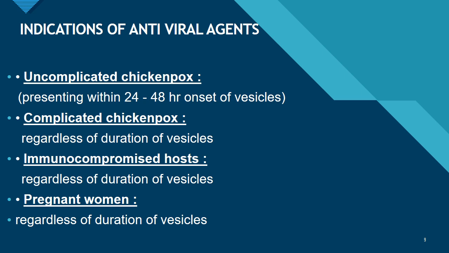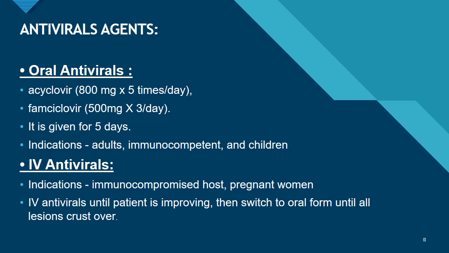A patient who presents within 24 to 48 hours after the onset of vesicles but has uncomplicated chickenpox. A patient with complicated chickenpox regardless of duration of vesicles. An immunocompromised host regardless of duration of vesicles. Immunocompromised means a patient with diabetes, HIV, etc. Pregnant women regardless of duration of vesicles. So in uncomplicated chickenpox within 24 to 48 hours of vesicles, complicated chickenpox, immunocompromised host, and pregnant women, they will receive antiviral agents. So antiviral can be given either orally or intravenously.